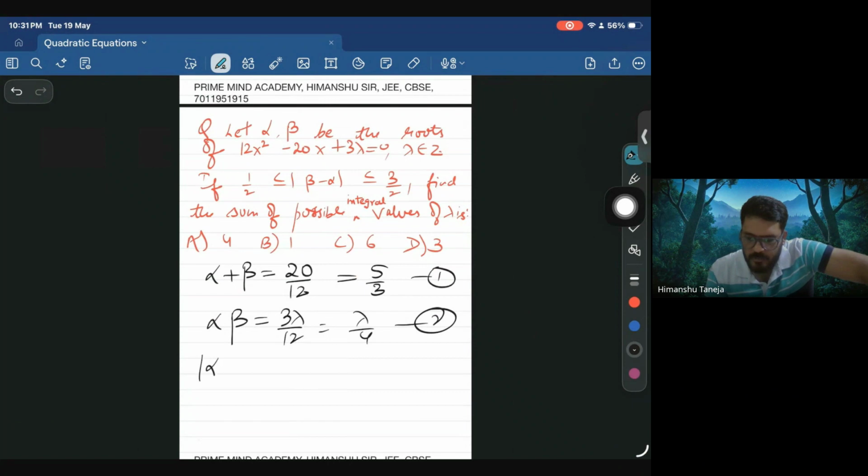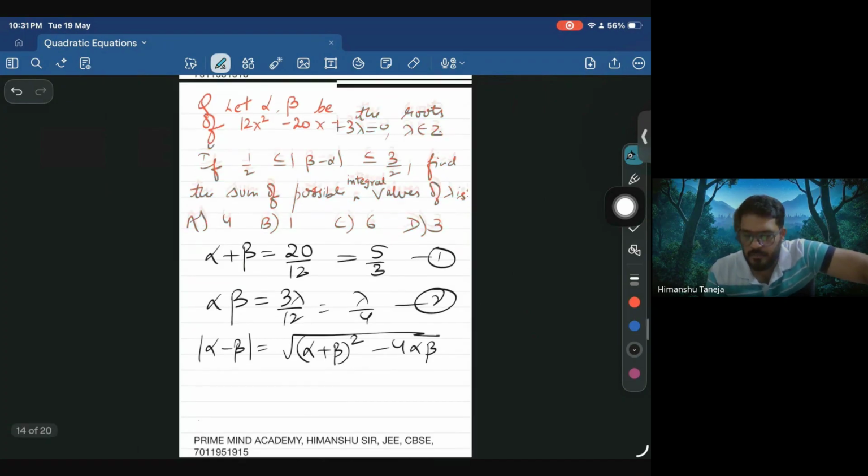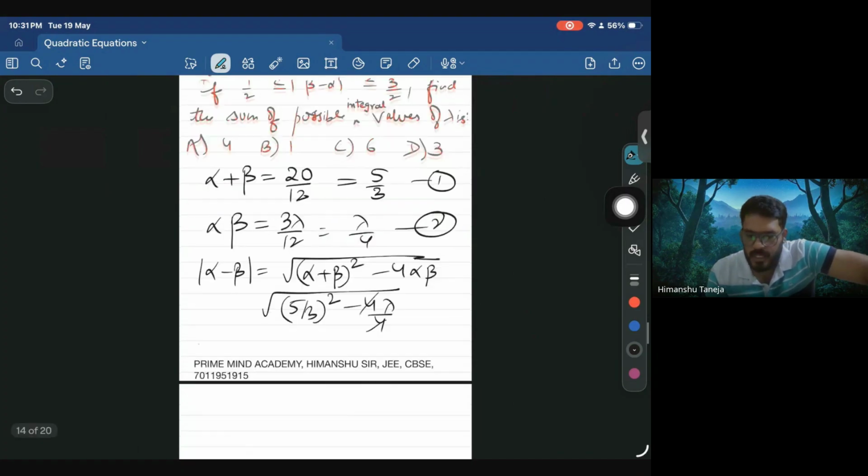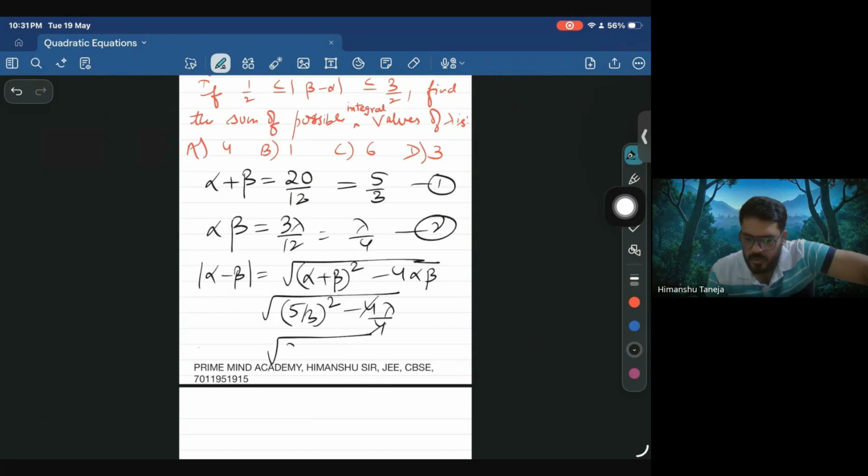So now, since we have the values of alpha plus beta and alpha into beta, the value of magnitude alpha minus beta is equal to under root of (alpha plus beta) whole square minus 4 alpha beta. So alpha minus beta will become equal to 5 by 3 whole square minus 4 times lambda by 4. 4 and 4 will cancel out. So now this becomes equal to under root 25 by 9 minus lambda. This is the value of alpha minus beta.